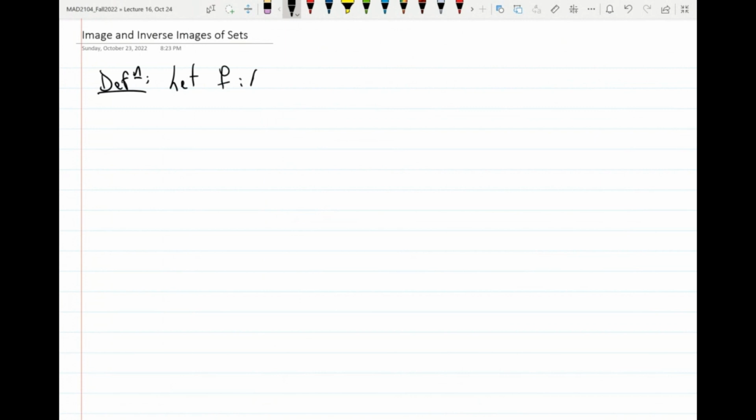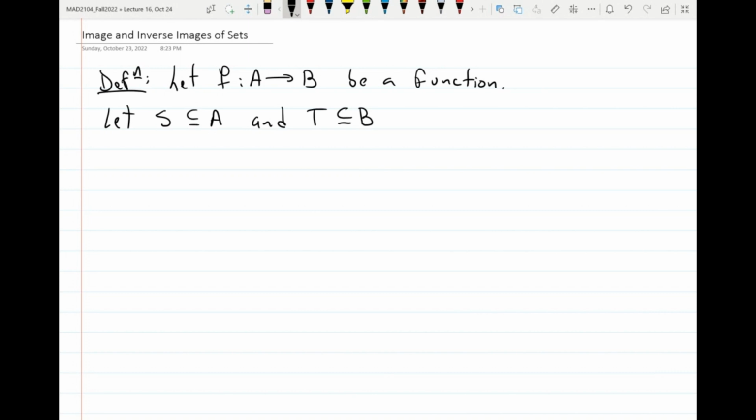Let f from A to B be a function. So when I write this down, I'm already implying that there are two sets, set A and set B, and A is the domain and B is the codomain. Just by writing this, all of this is already in place, okay? I don't have to say let A and B be sets, blah, blah, blah. So we have a function from A to B. Then, now let S be a subset of A, and T be a subset of B, okay?